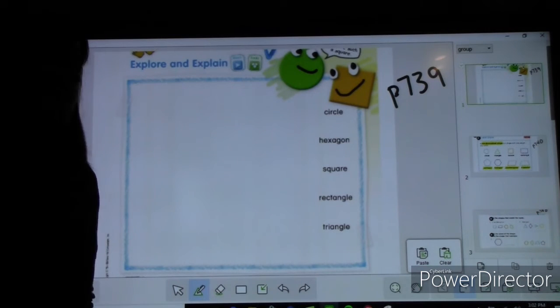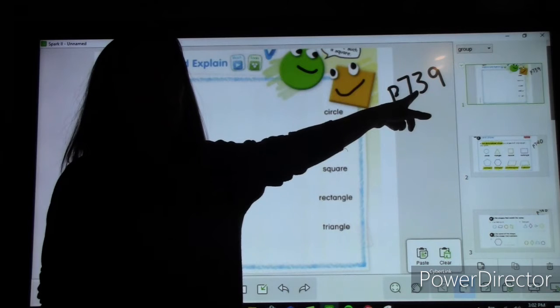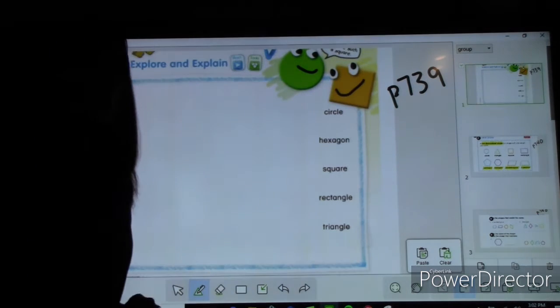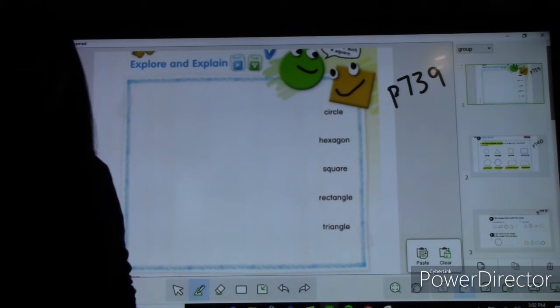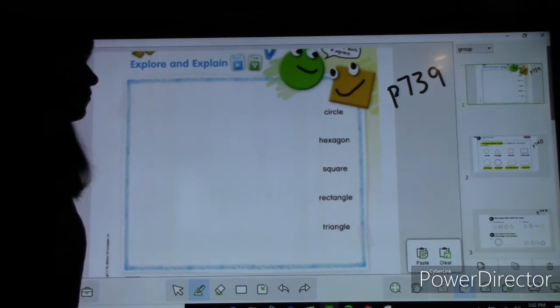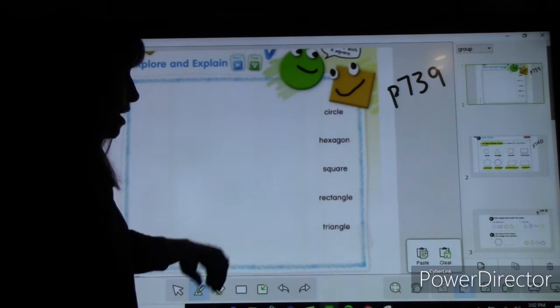All right, if you don't have your book yet, please get your book and open to page 739. Pause the video until you get there so that we can do this together. Okay, this week we're going to be starting geometry. On the first page, they want you to draw the shapes that are listed there.